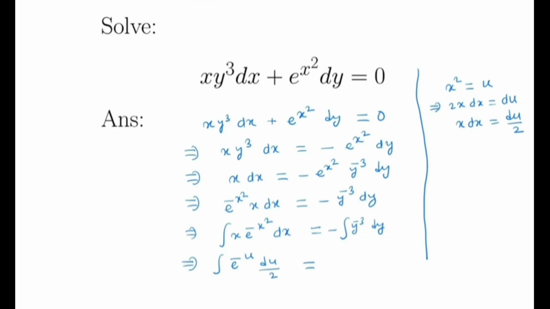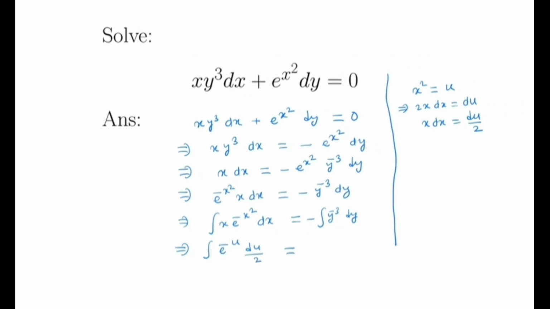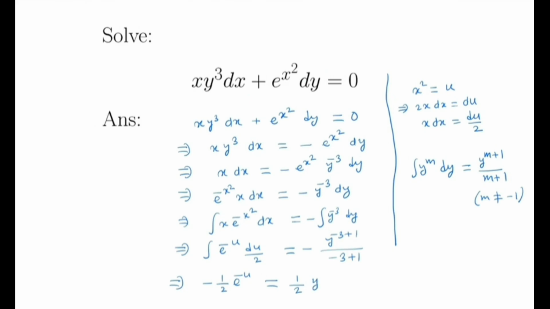And on the right side, the integral of y to the power minus 3 dy, we will use a formula which is the integral of y to the m dy is nothing but y to the m plus 1 by m plus 1, provided m is not equal to minus 1. So here m is minus 3, so it will be minus y to the power minus 3 plus 1 by minus 3 plus 1. The left side integration will be minus half e to the power minus u, so by simplifying this, we have half y to the minus 2 plus c.